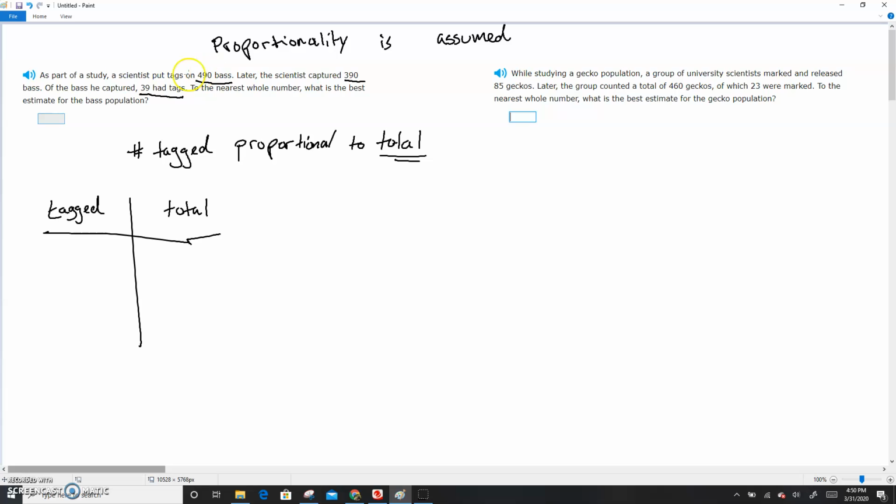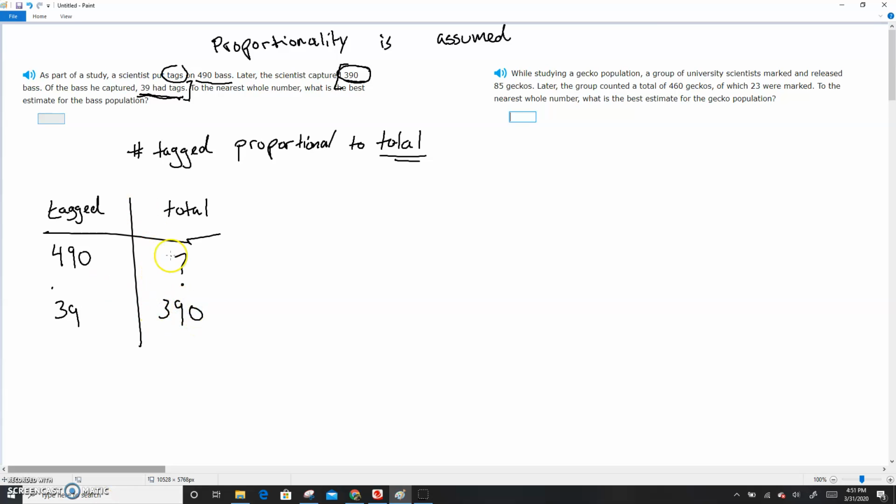So we have tags on 490. What's important is that it doesn't tell us the total population. This is what we're solving for. Then we move on to this next grouping here. We have 39 with tags, that was taken from a total of 390.